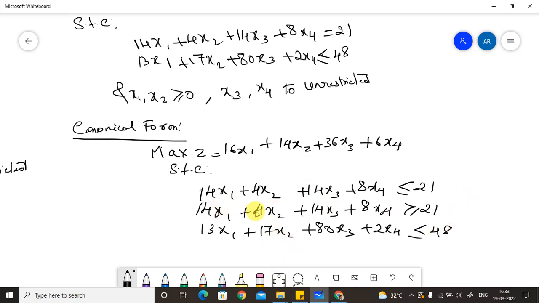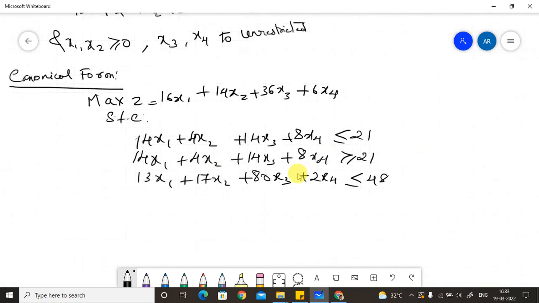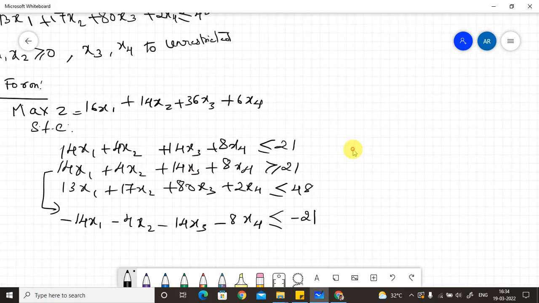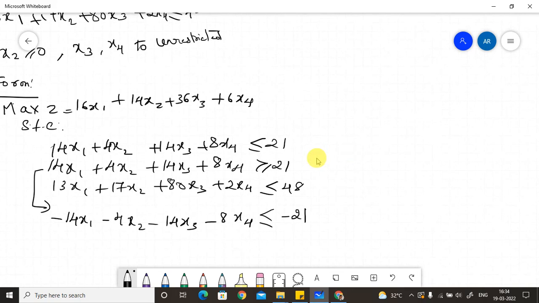So what shall we do here? This can be rewritten as minus 14x1, minus 4x2 minus 14x3 minus 8x4 less than or equal to minus 21. So this is your canonical form. Now we are going to convert this into dual form. We'll write the dual form of this.